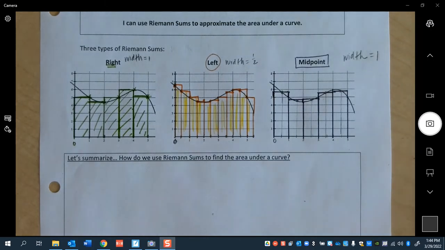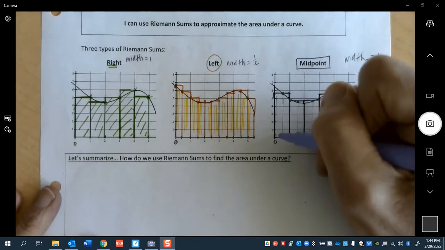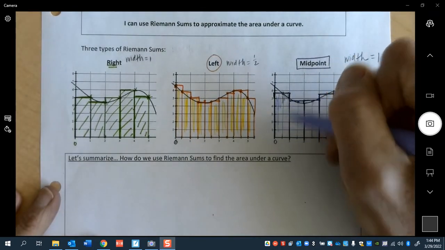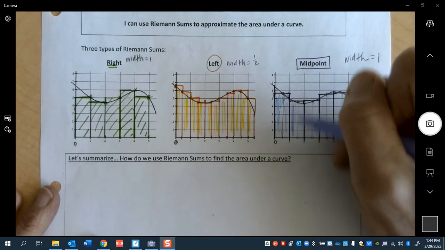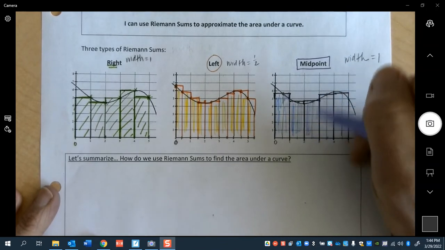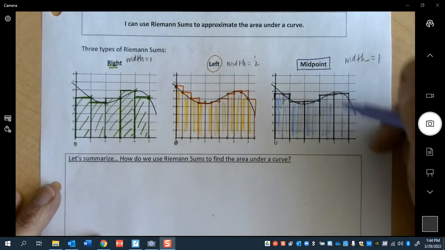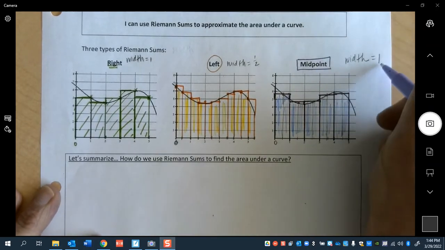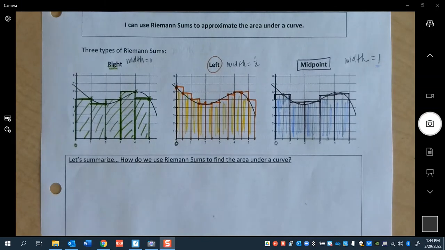So when you're talking about calculating the area, length times width will be the formula that we use for each of these rectangles. Our width is determined by our interval and how many rectangles we're going to draw. Our height of the rectangle is determined by the output of the function.